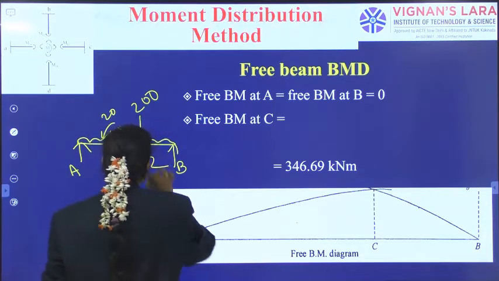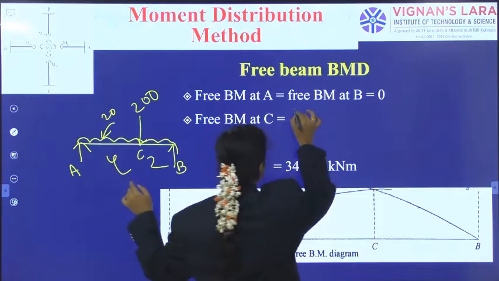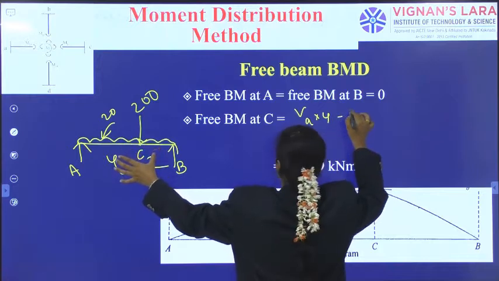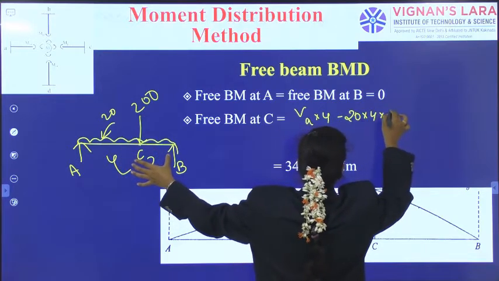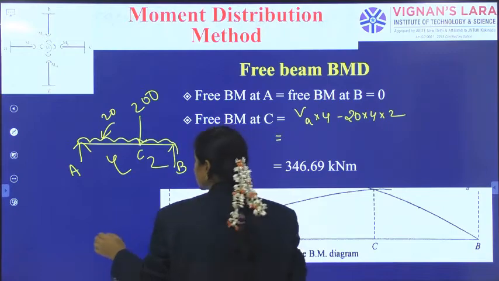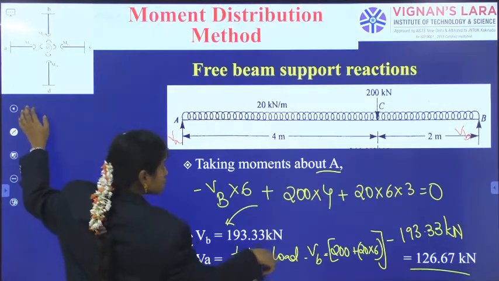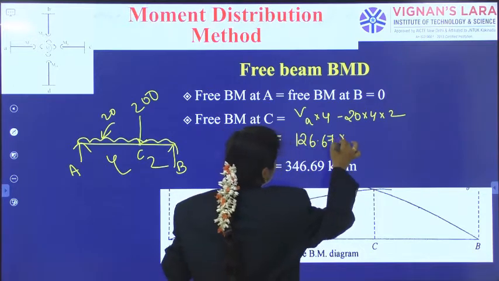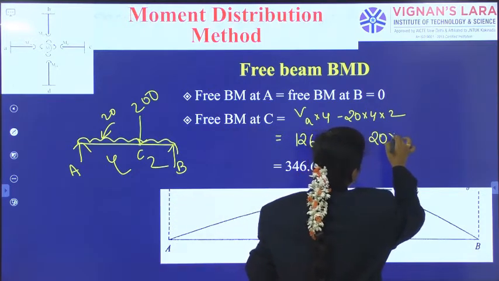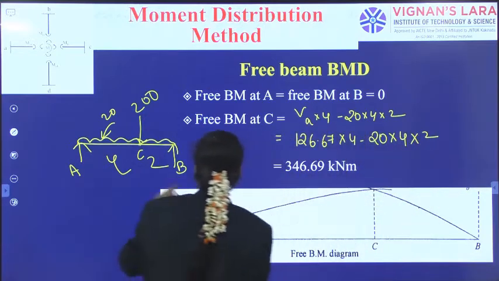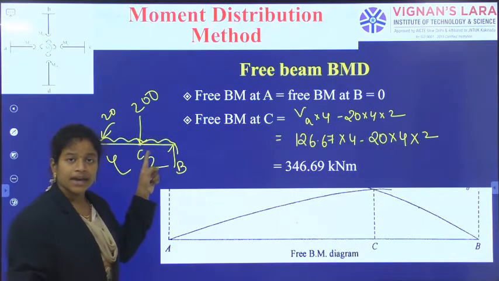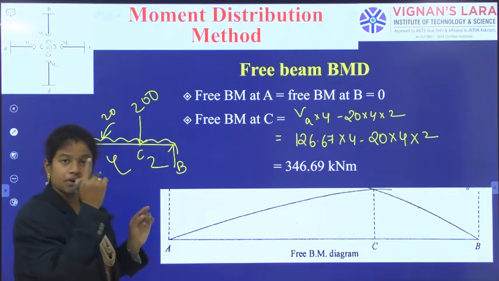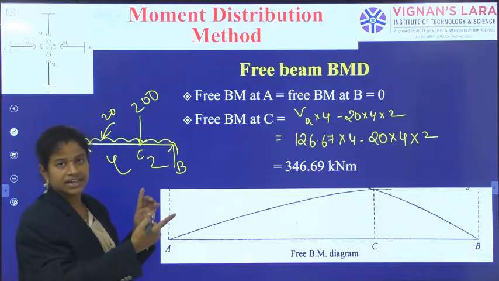Now, bending moment at the point C, that is VA into 4 minus 20 into 4 into 2. And VA into 4, how much is VA? VA is 126.67. So 126.67 into 4 minus 20 into 4 into 2 is the bending moment at point C. Why have I not considered the 200 load? Because it is at 0 distance, on the left or on the right. Bending moment at any point on the left or on the right is the same only.